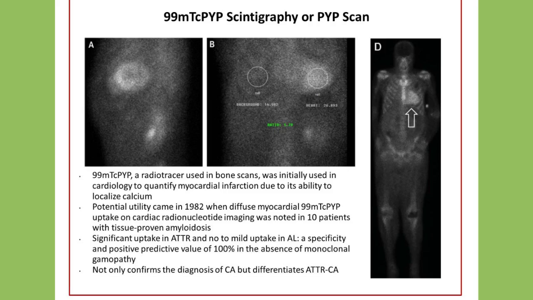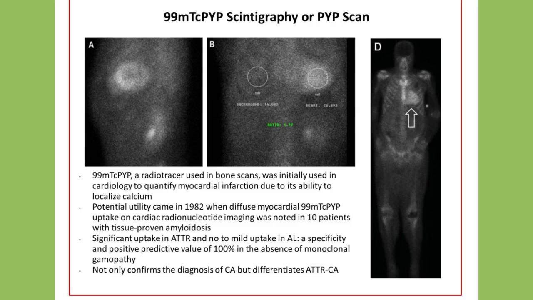The potential utility of this actually came to light in 1982. So this is something that has a long history, but up until recently not having a good understanding of the disease made it hard or unknown as a preferred test. But we know that even back then, there were 10 patients noted to have tissue-proven amyloidosis with findings suggestive on a study that was performed for myocardial infarction.